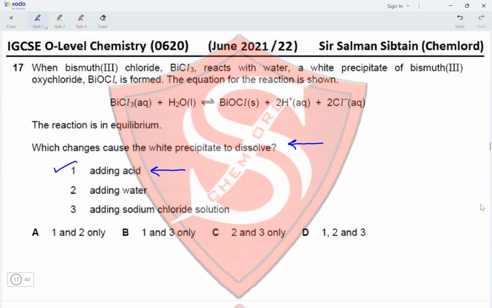So this is correct. Adding water would increase the water present in the reactant side. This would result in the equilibrium moving forward, producing more of the white precipitate of BiOCl. So this is incorrect. And the last one, adding sodium chloride. If we increase the chloride ion concentration, which is present in the product, the equilibrium will shift towards the left, decreasing the concentration of the white precipitate of BiOCl. So, since changes 1 and 3 are correct, option B is the correct option for this question.